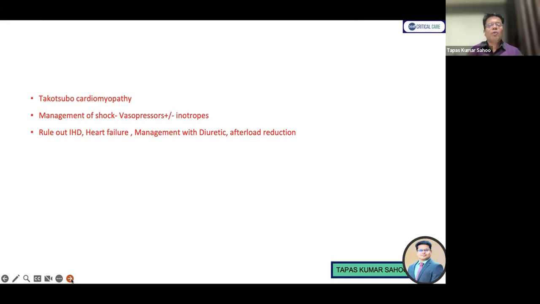They may give you a clue with the subarachnoid hemorrhage management, and then the patient developed some of the ECG findings and the echo finding. It would be typical Takotsubo cardiomyopathy or stress cardiomyopathy.